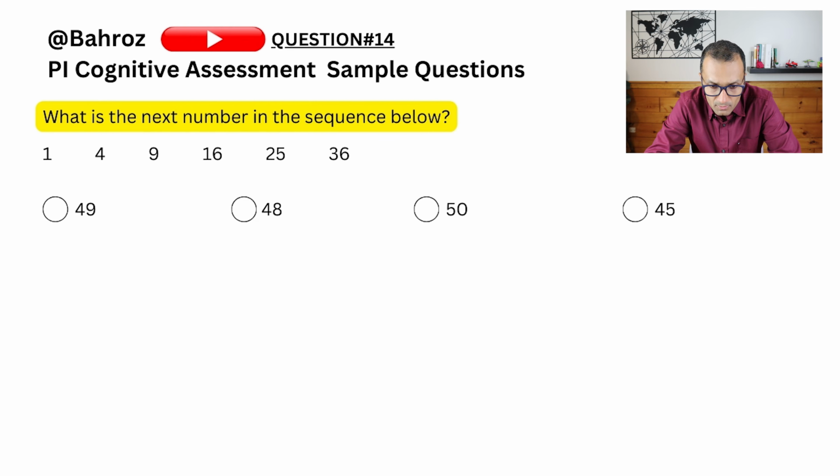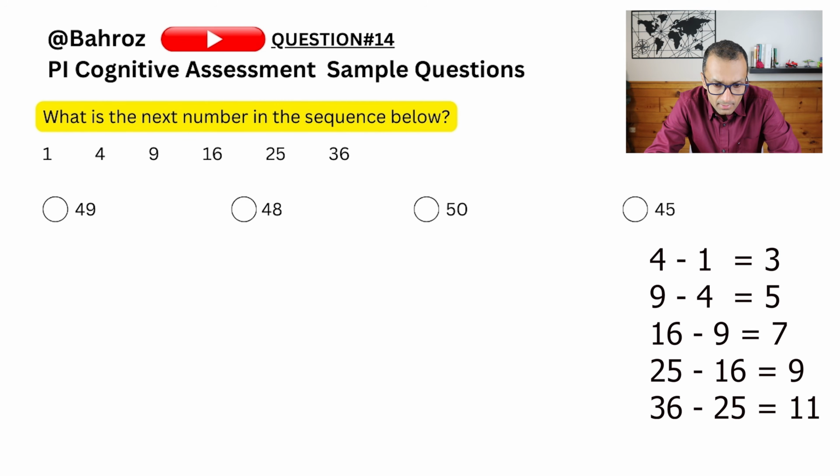What is the next number in the sequence below? 1, then comes 4, which is 3 being added, then 5 is being added to make it 9, then 7 is being added to make it 16, then 9 is being added to make it 25. So the number that we are adding also increases by 2. Next one would be 11, and 25 plus 11 makes it 36. After that it will be 13, which will be 49. So here the answer is A.